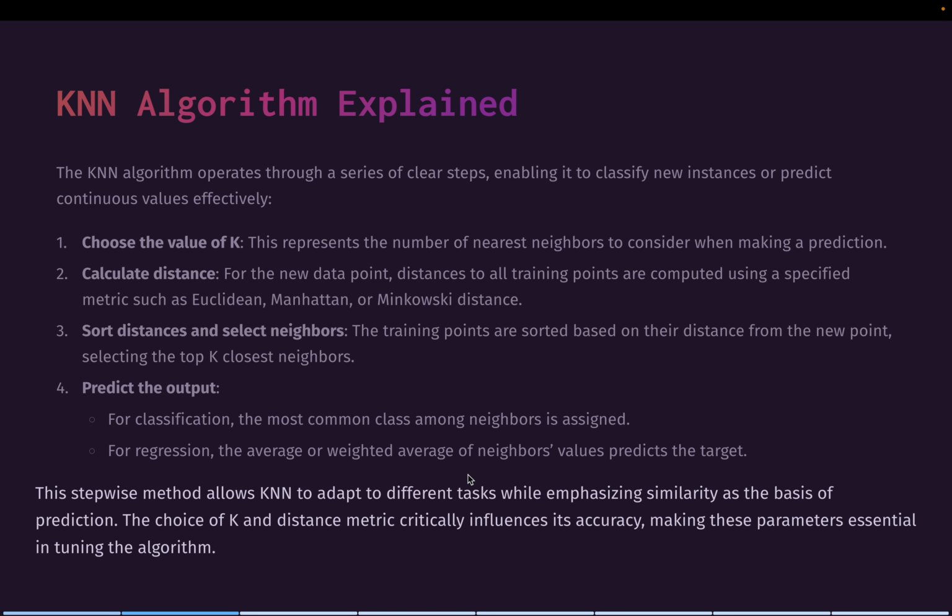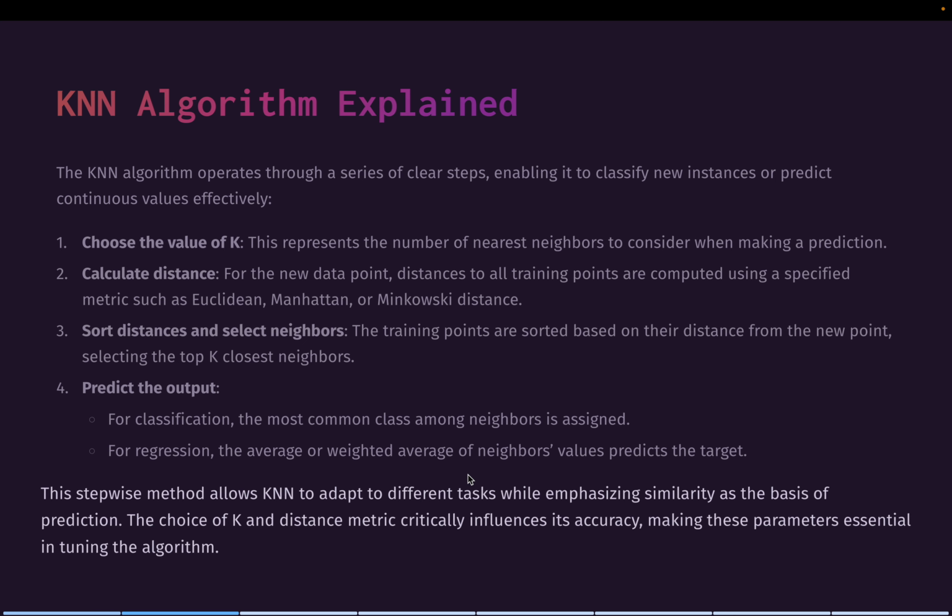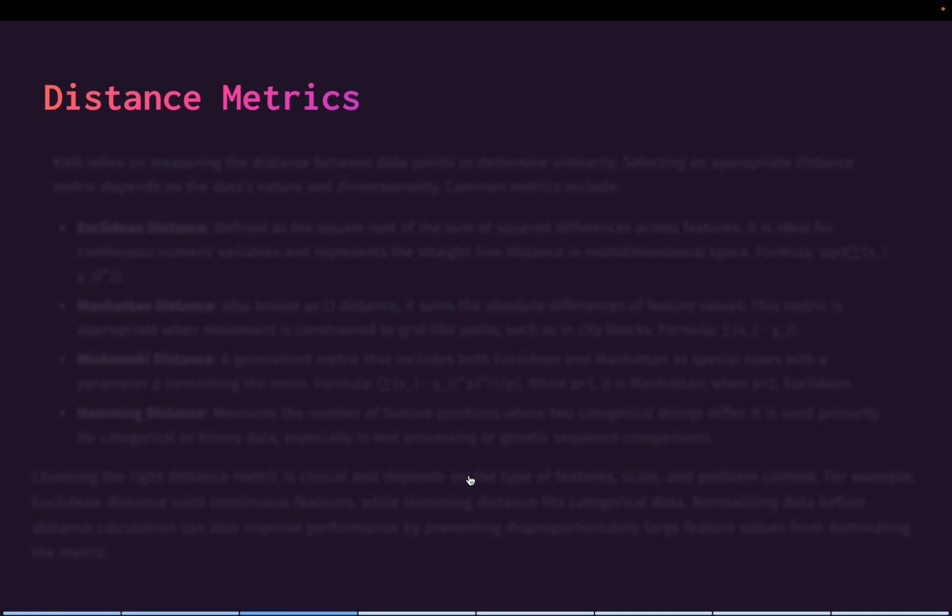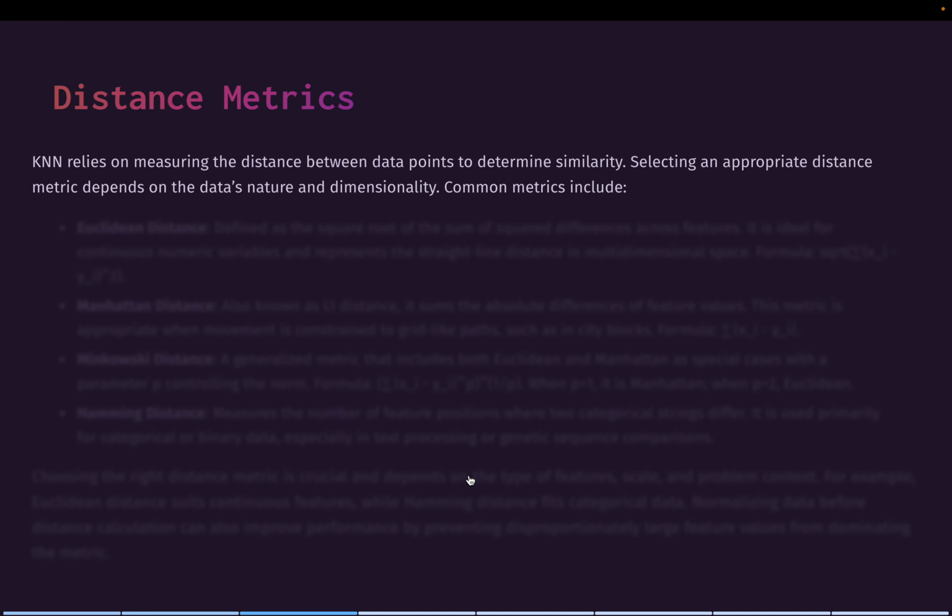This stepwise method allows KNN to adapt to different tasks while emphasizing similarity as the basis of prediction. The choice of K and distance metric critically influences its accuracy, making these parameters essential in tuning the algorithm. Now let's understand what distance metrics are. KNN relies on measuring the distance between data points to determine similarities. Selecting an appropriate distance metric depends on the data's nature and dimensionality.